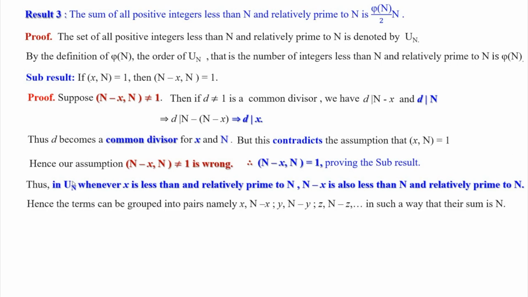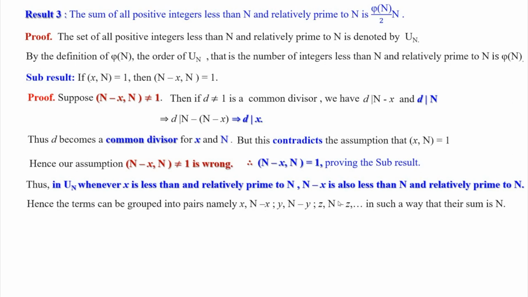So these elements in U_n are grouped into pairs, namely x, n minus x; y, n minus y; z, n minus z; and so on. So it is grouped in this way. In each case we have the sum of the two to be n. But we know pretty well that there are phi of n elements present in U_n. So when you group them into pairs, we have phi of n by 2 such pairs, and each pair, when we sum up, gives n.